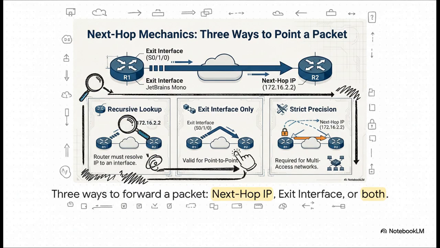So about that forwarding parameter, there are really three ways to point a packet in the right direction. We can give it a next hop IP address, which makes the router do a second lookup. We call that a recursive lookup to find the right exit interface. Or we can just tell it which exit interface to use. Or, for the most precision possible, we can specify both. Each one of these has its own perfect use case.